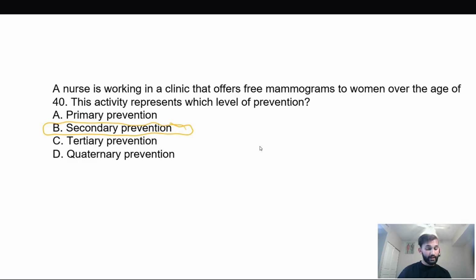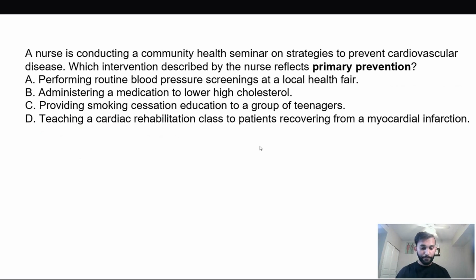Let's try one more question and then we'll try something else. A nurse is conducting a community health seminar on strategies to prevent cardiovascular disease. Which intervention described by the nurse reflects primary prevention? So when we talk about primary prevention, which of the following do you think will be a primary prevention? I'll give you a minute. Let's look into that. Okay, so the answer to this question is option C.